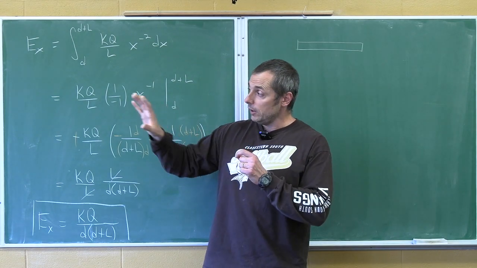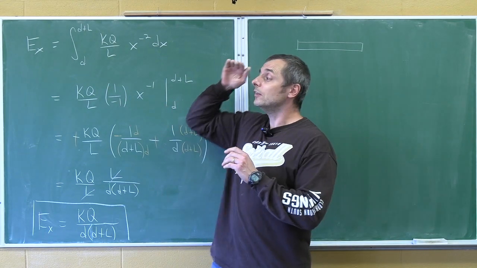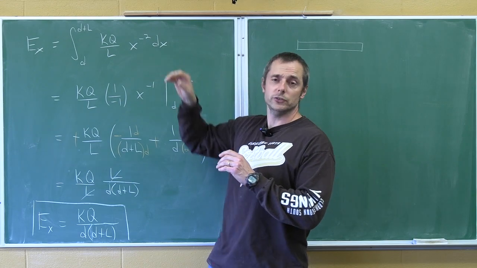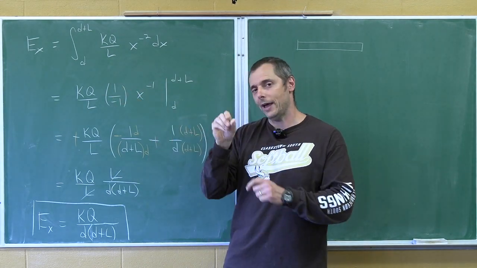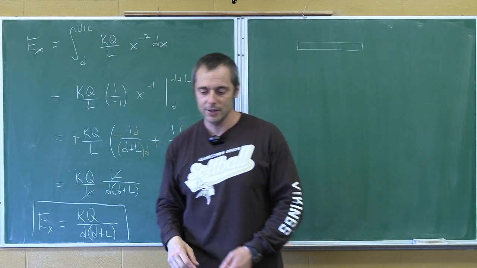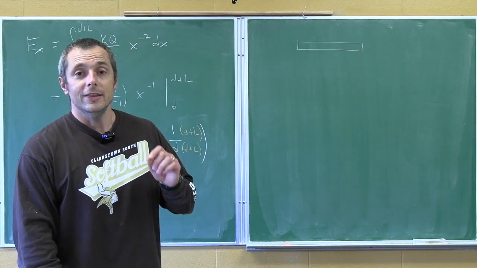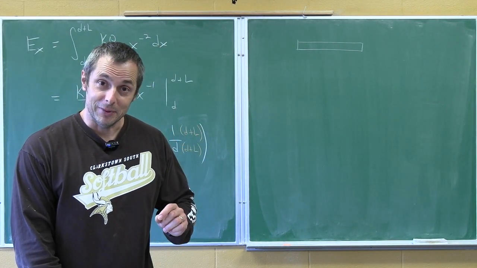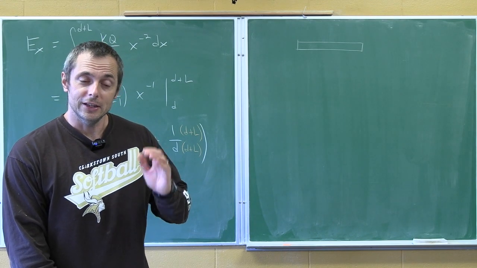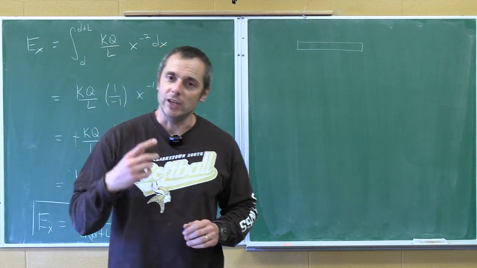So again, you get far enough away from a little bar like this and you start looking at it, and it looks like a little dot of charge. No, it's a bar, but from far away, it acts like a proton, okay? So that is the electric field of a charged bar. A little more challenging than the arc and the ring, but the same process.